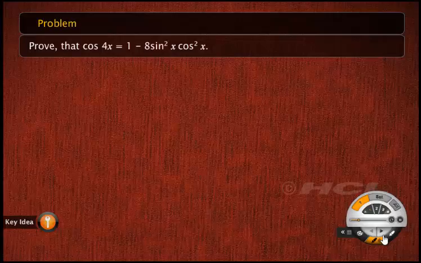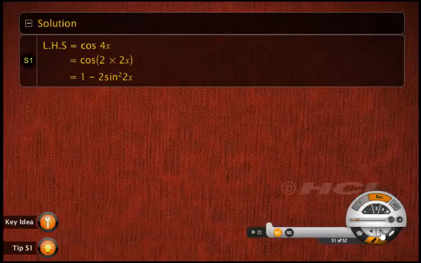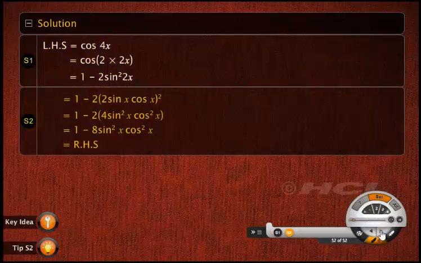Prove that cos 4x is equal to 1 minus 8 times sine squared x multiplied by cos squared x. On the LHS, rewrite the angle 4x as 2 times 2x and then apply the rule of cos 2a. Apply the rule of sine 2 times a, and on simplification we get the result.